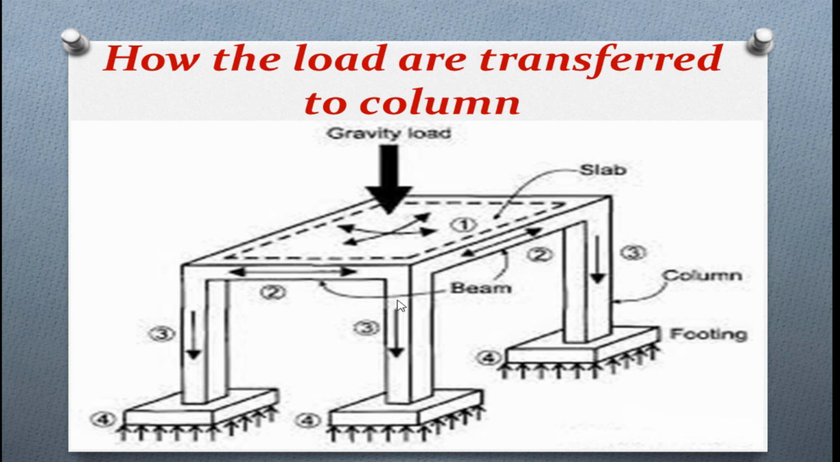The column is transferring the load to the footings. You can see the footings, there is a pressure towards the upward side. That is the soil pressure. You can see here, in the column the load is downward, so the compression load is applied and it is a compression member. In the beam it is away from the member, so it is called a tensile member. That is the reason we say the beam is a tension member and the column is a compression member.